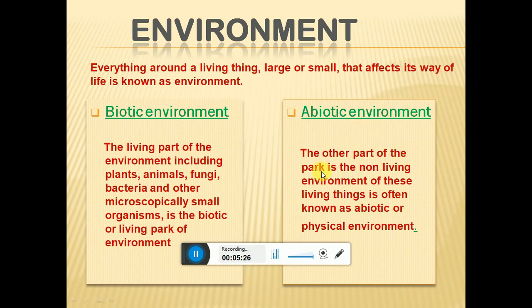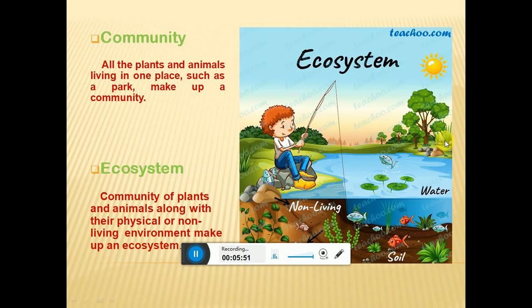The other part of the park is the non-living environment of these living things, often known as the abiotic environment, or also called the physical environment. So there are mainly two types of environment: abiotic environment and biotic environment. Biotic environment contains all the living things that surround you, and abiotic environment is all the non-living things around you.